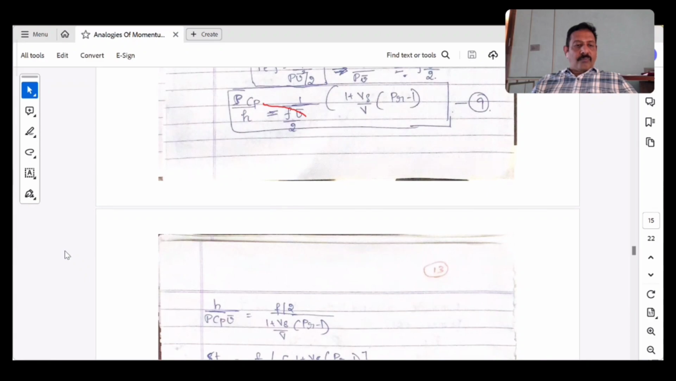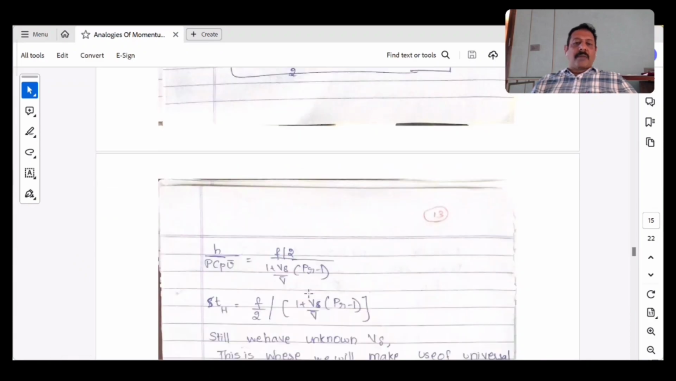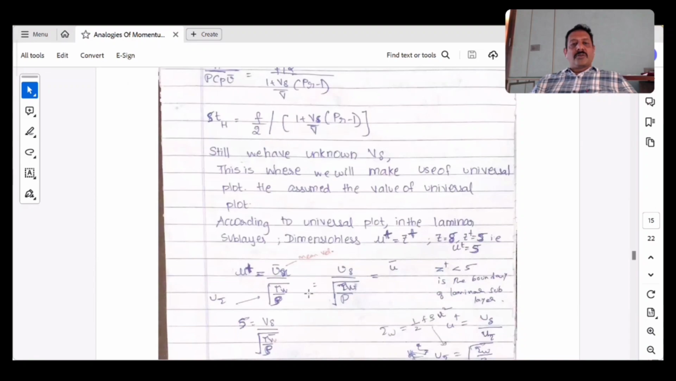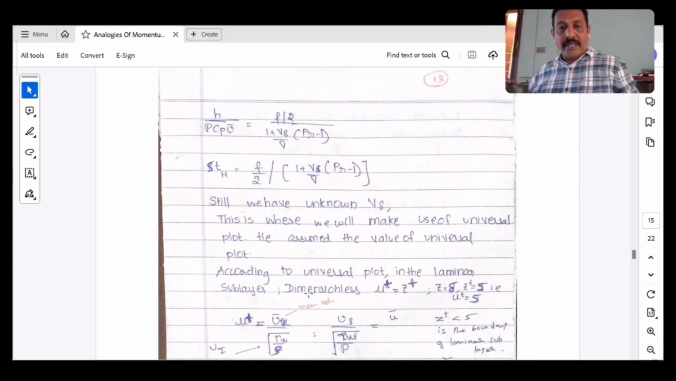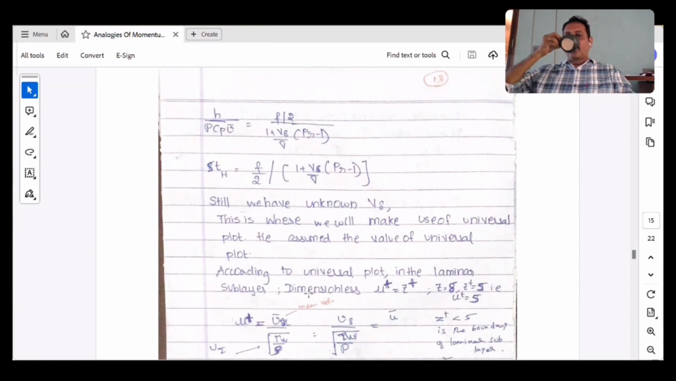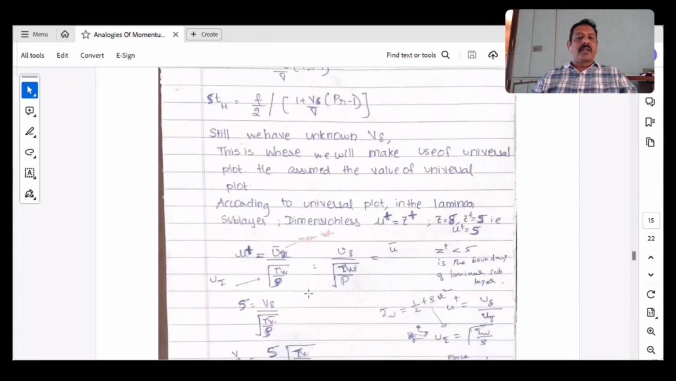So now I have to write in dimensionless numbers. The left hand side we already know, we have already derived it. Stanton number is the ratio of Nusselt number divided by Reynolds number into Prandtl number. That is the Stanton number for heat. Now the right hand side we have to write in terms of dimensionless numbers. Still I don't know V delta. T delta we have eliminated, but V delta is not yet eliminated. It's very difficult to measure it.